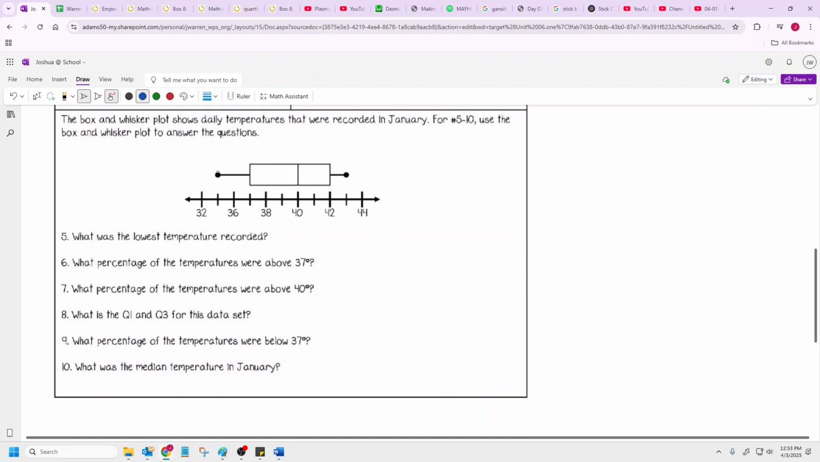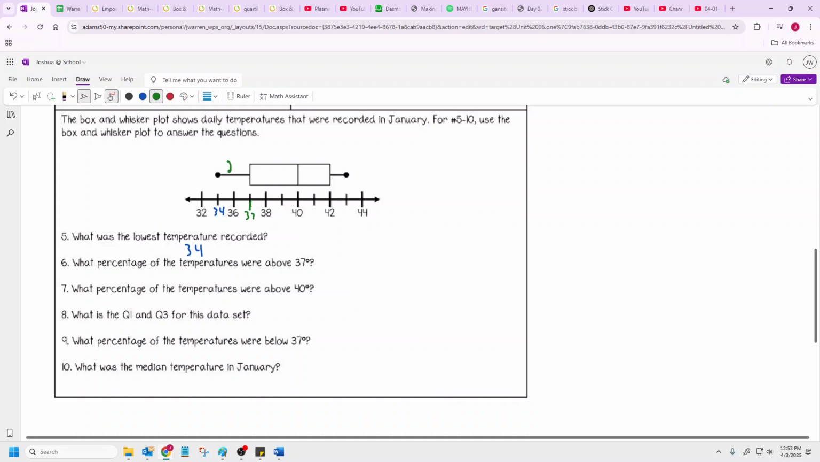Check it out. This is our minimum. Do you see this? This number is going up by 2s, so this is a 34. Yay us. What percentage of temperatures were above 37? Y'all, 37 is right here. Can you see the 37? That's our 37 right here. And it wants to know what percentages are above it.